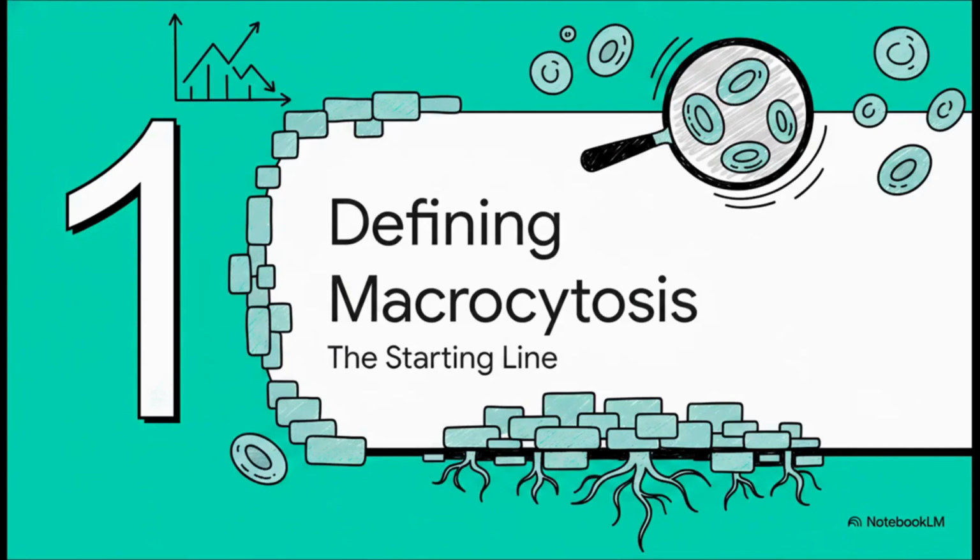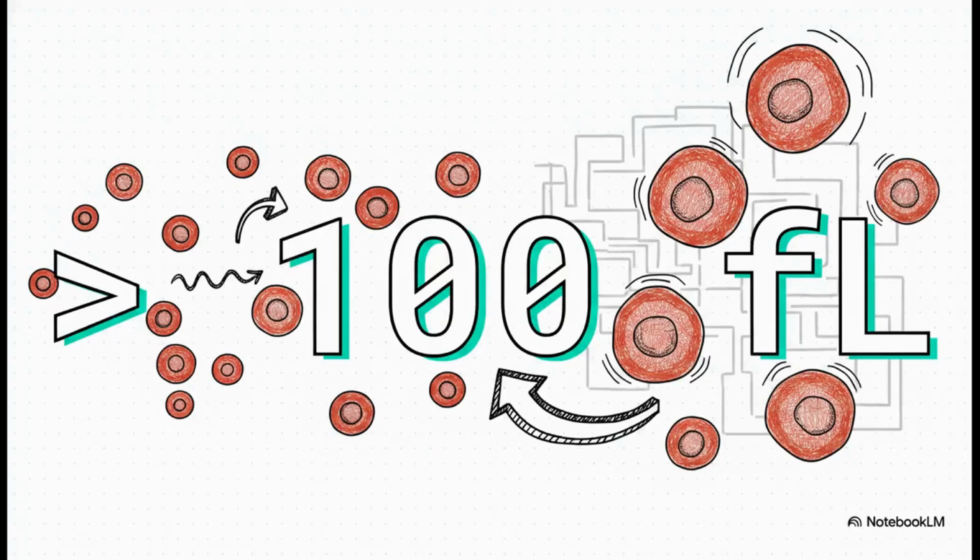Let's get to it. Let's define what is macrocytosis. This number right here, this is your starting line, an MCV strictly greater than 100 femtoliters. As you know, the MCV tells us the average size of the red blood cells. Under 80, we're in microcytic anemia, like with iron deficiency or thalassemia. Between 80 and 100 is the normocytic baseline. But the literal second that MCV crosses over 100 femtoliters, those cells are officially larger than normal.